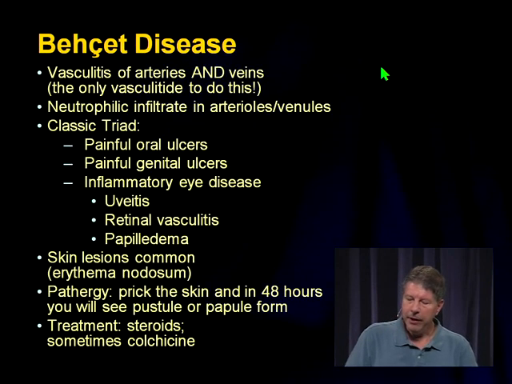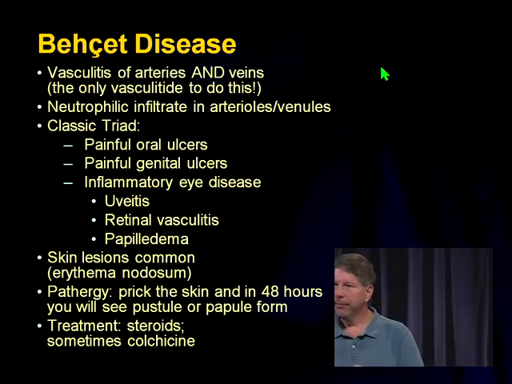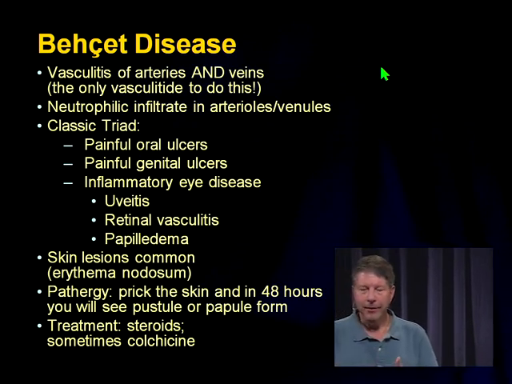Behçet's disease, very common on the test, and because this is a weird one, this is a vasculitis of arteries and veins, of both, okay? This is the only one to do this, so this is why it may appear on the test, because it's different.